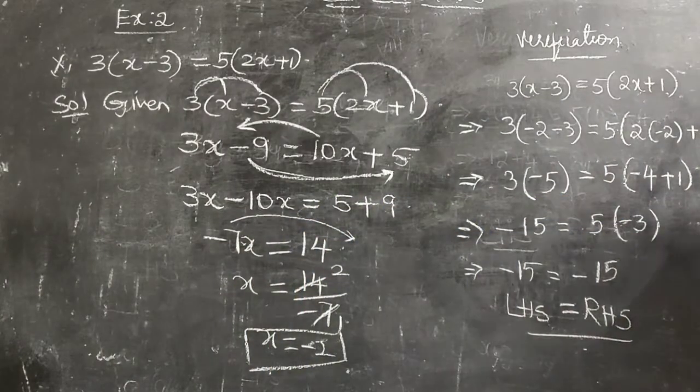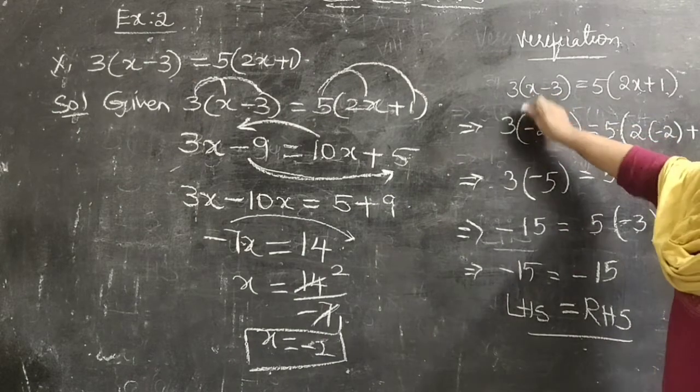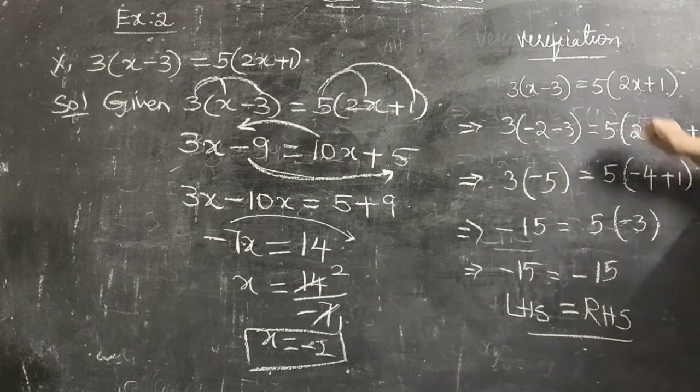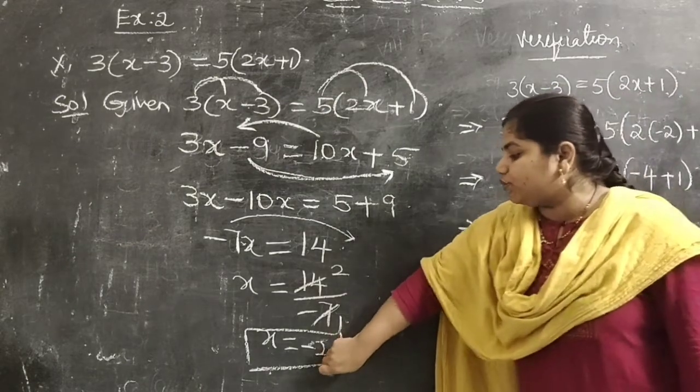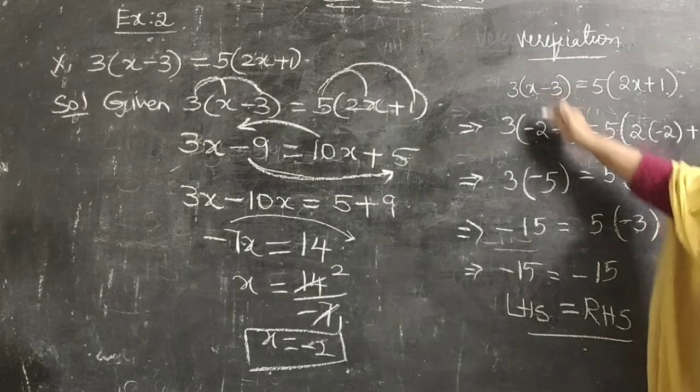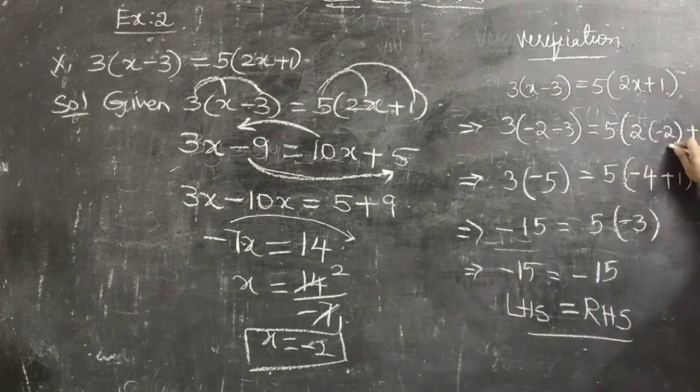Now verification. See, what is the equation? 3 into x minus 3 is equal to 5 into 2x plus 1. So in place of x, which value do we have to substitute? Minus 2. So in place of x, minus 2.